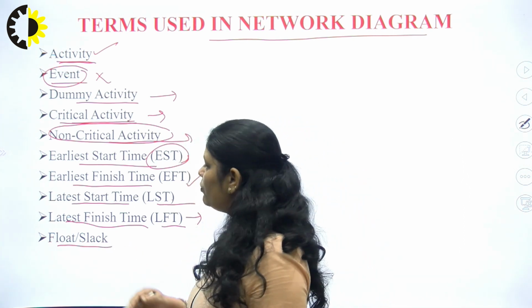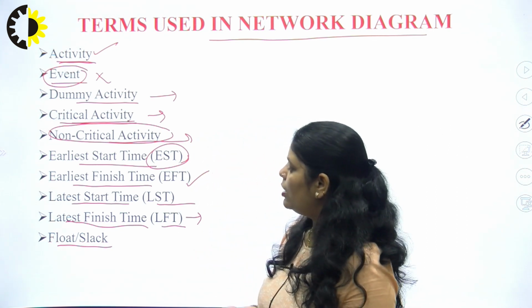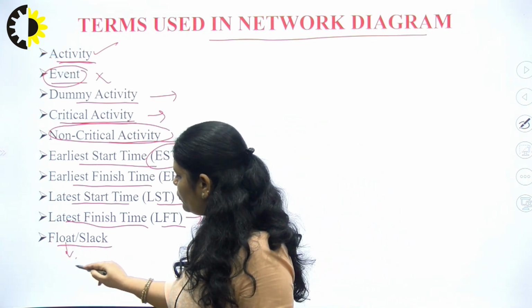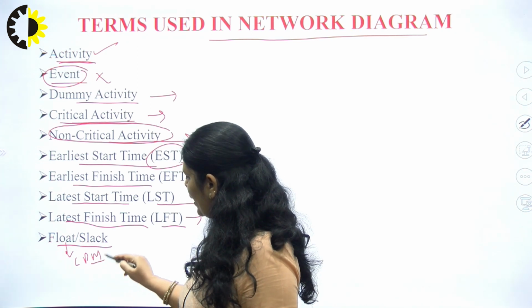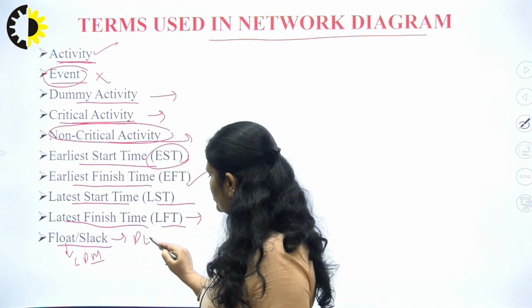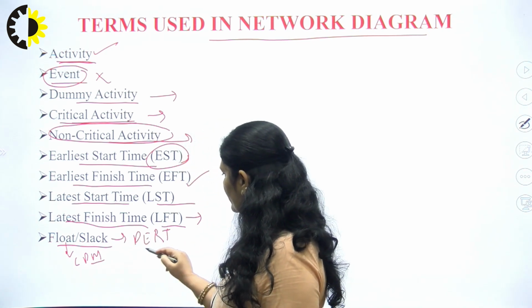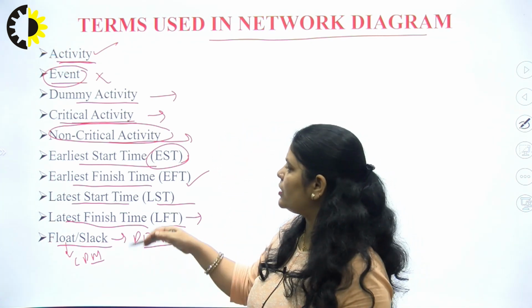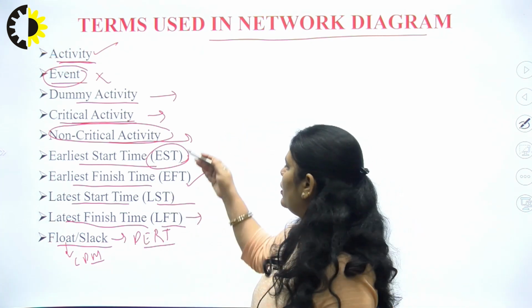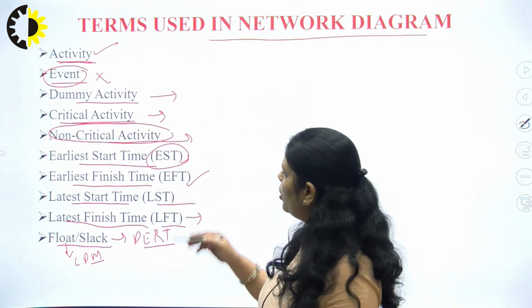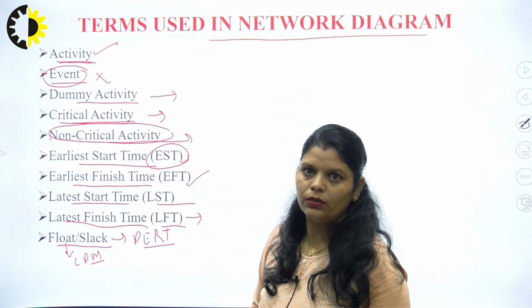Then we use the float or slack. So in case of CPM, we will use the term float, and in case of PERT, we will use the term slack. Okay, and this is basically the difference between the EST and LST, or EFT and LFT.